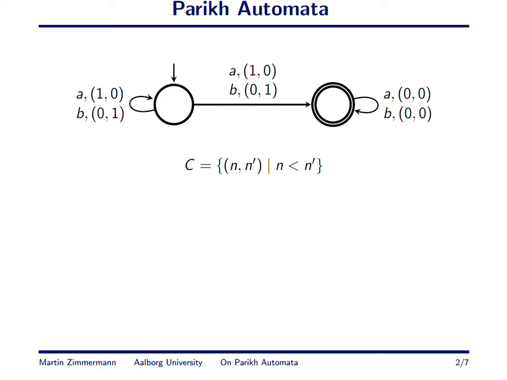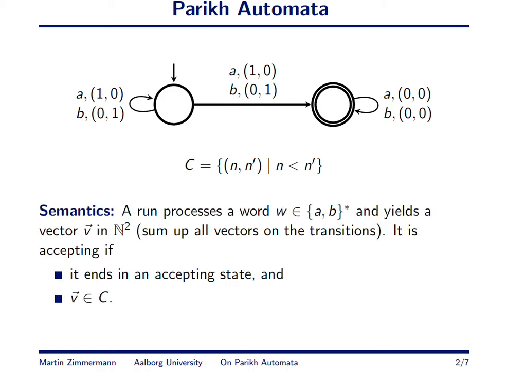Okay, so how does such an automaton work? If you have a run of the automaton, it processes a word as usual, but we can also compute a vector from such a run by summing up all the vectors that label the transitions. And then this run is accepting if it ends in an accepting state, and if the sum of all the vectors labeling the transitions is in the semilinear set C.